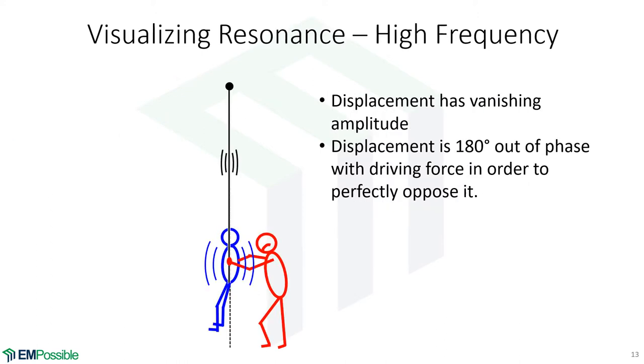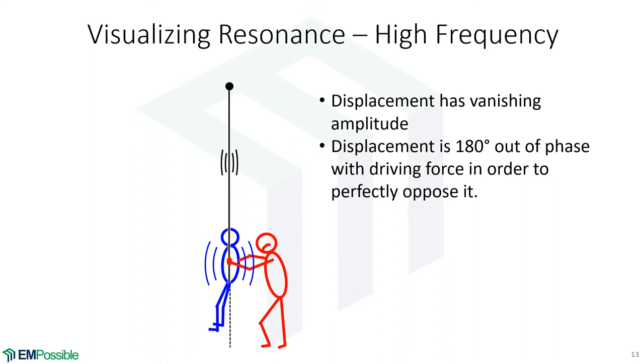Now imagine a super high frequency. We're trying to push this child at a really, really high frequency. This is not the frequency that the child would naturally go back and forth. And so in fact, the child hardly moves at all, probably going, and that's not good for a child, don't really do this. But anyway, this child is not moving.